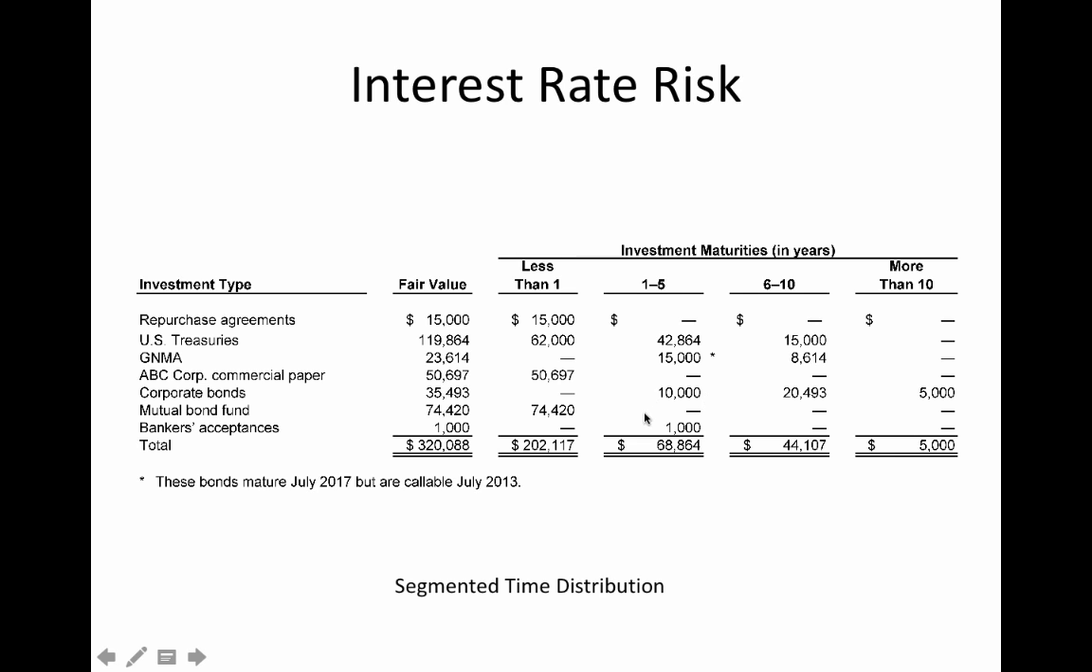But the further you get out here, 1 to 5 years, 6 to 10 years, more than 10 years, the exposure to interest rate risk grows. And so what you're looking at here is to see what percentage of their investment portfolio has a lengthy maturity that could expose it to interest rate risk.